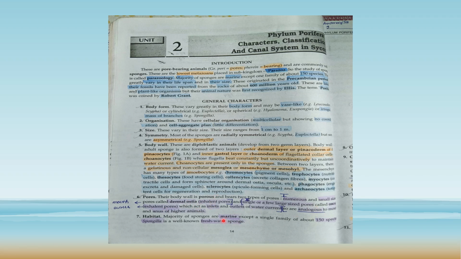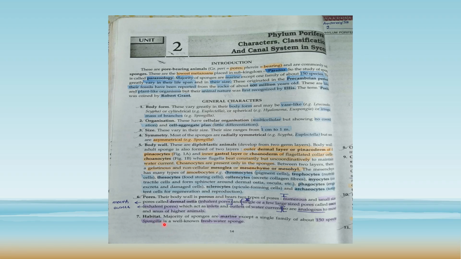So they are analogous to the mouth and anus, as told earlier, in higher organisms. These are lower organisms. In higher organisms, they form the mouth and anus: mouth for entry of food and water, and anus for the exit.